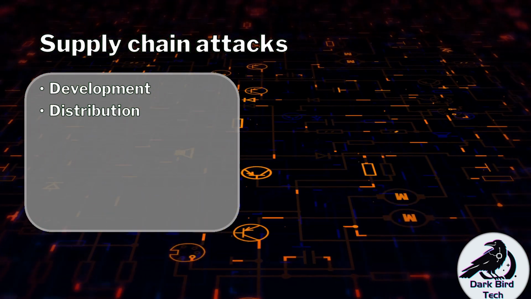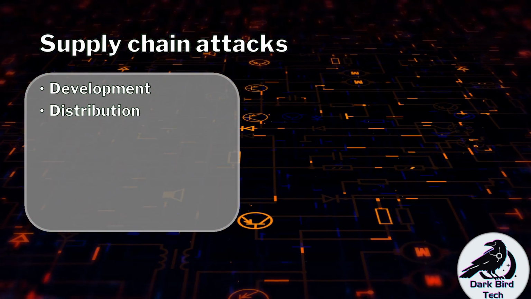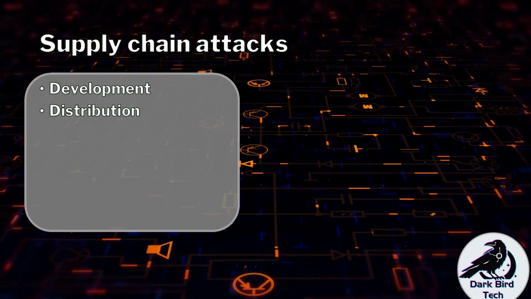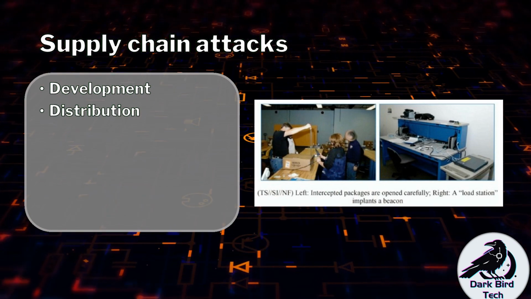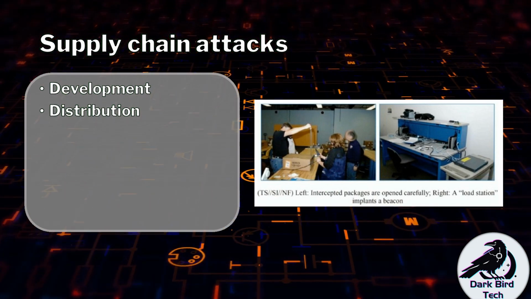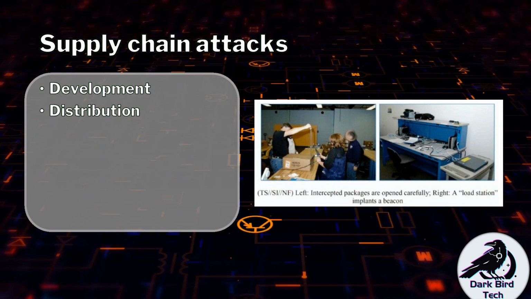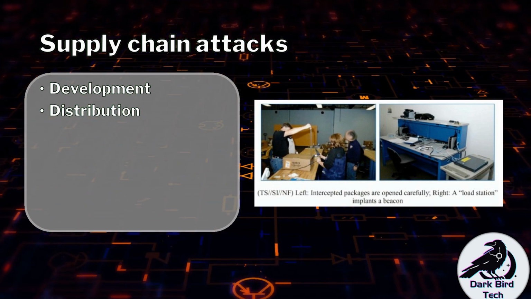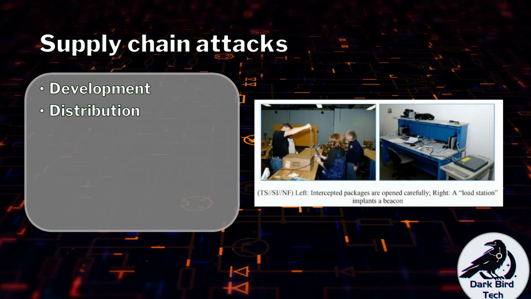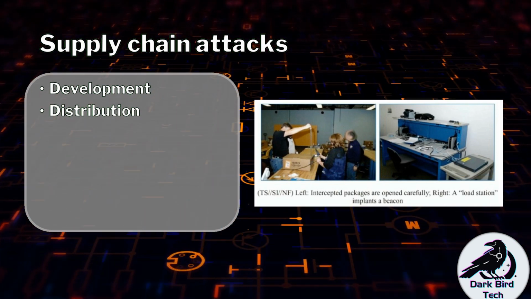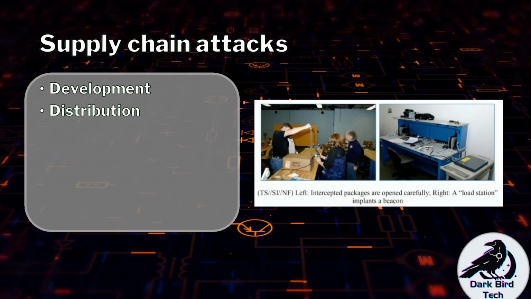What you're seeing here is a photograph taken from Edward Snowden's release about the PRISM program. It is apparently, or allegedly should we say, to be safe, NSA agents intercepting Cisco devices and opening the packaging up and loading some things on the devices before repacking and shipping them on.